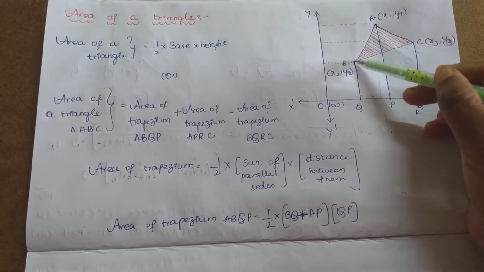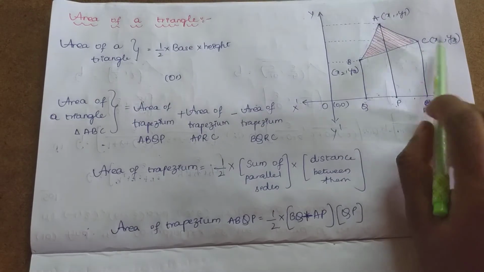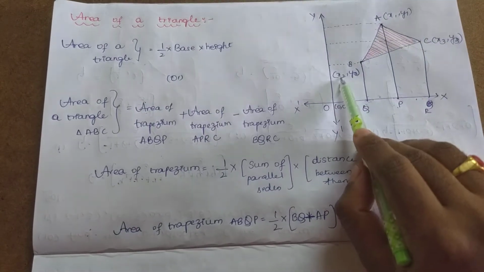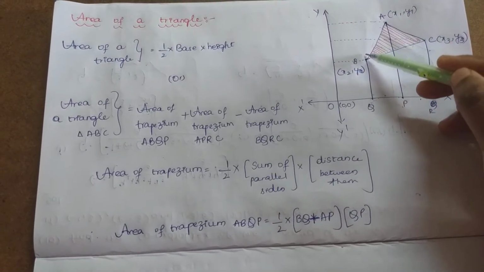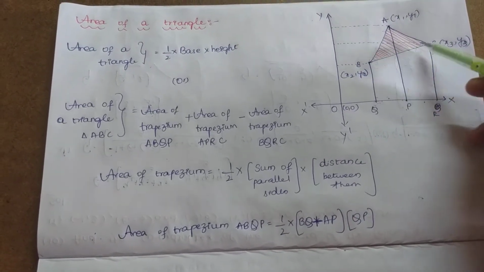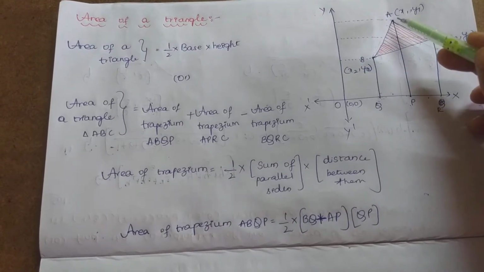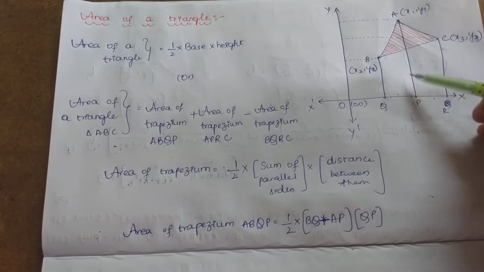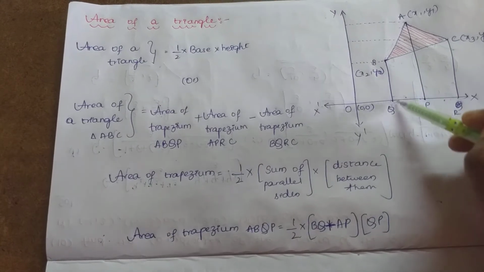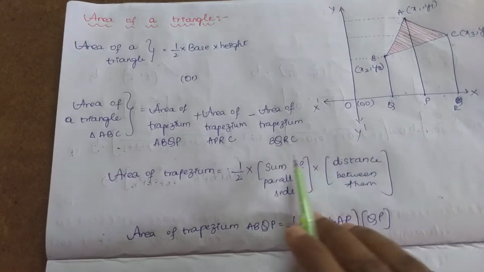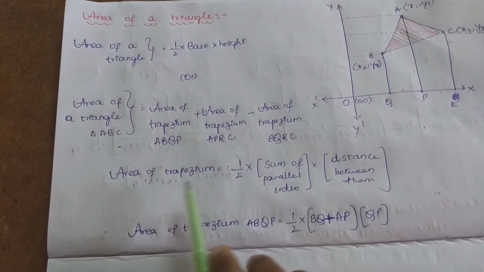Let ABC be the triangle having the vertices A, B and C with the coordinates x1, y1, x2, y2 and x3, y3. Let me derive the formula using the trapezium concept. The area of triangle ABC is obtained by adding the area of trapezium ABQP and the area of trapezium APRC, minus the area of trapezium BQRC. I have just written it here: ABQP, APRC minus BQRC.